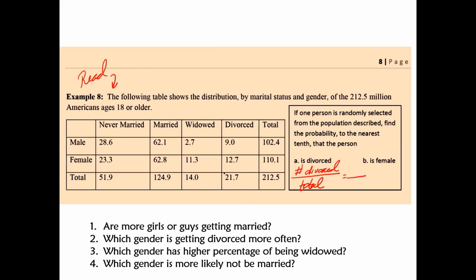Well, the number of people getting divorced in total is 21.7. You're looking at the total because it has to include male and females. Not only women are getting divorced, men are getting divorced as well. So you have to include the total. So 21.7 divided by the total of both male and female, which is 212.5. If you go ahead and divide that, you will get 0.102 in decimals.